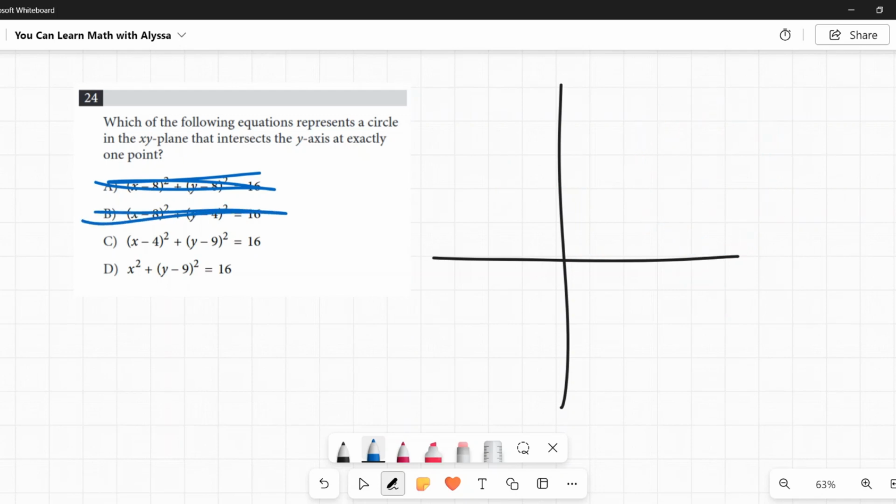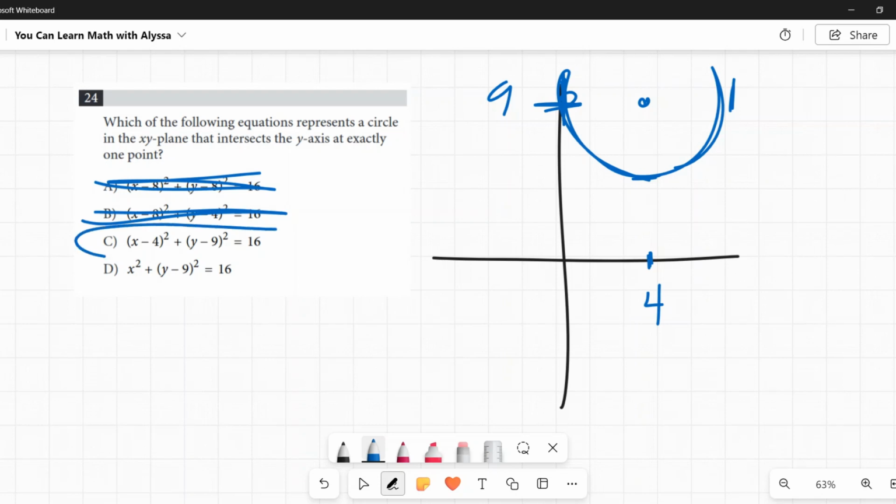Let's look at C. (x minus 4) squared plus (y minus 9) squared equals 16. So x minus 4, we're over here at a positive 4. And y minus 9, so we're up here at positive 9. And radius of 4, because again, 16 is r squared, and the square root of that is 4. So it's going 4 down, 4 to the right, 4 to the left. Hey, there we go. It is touching the y-axis at exactly 1 point.